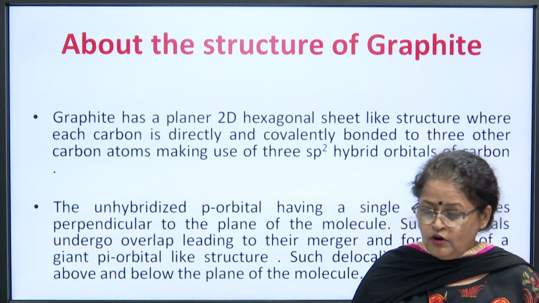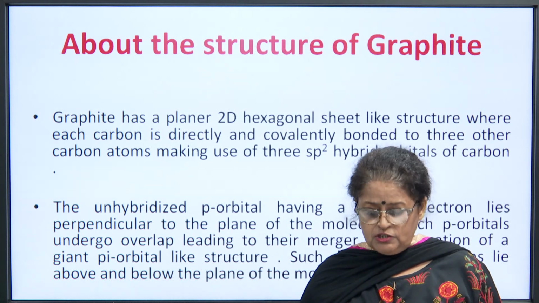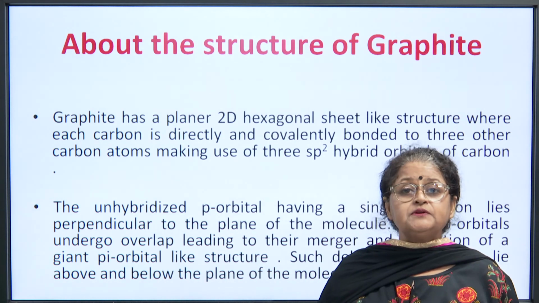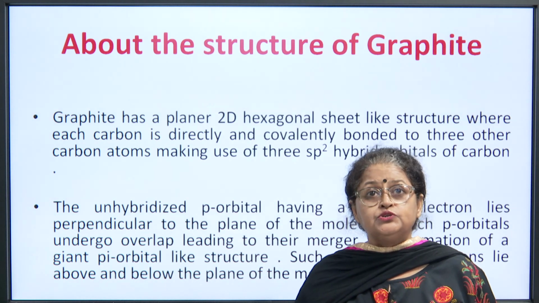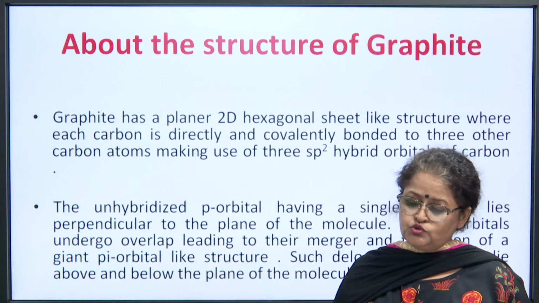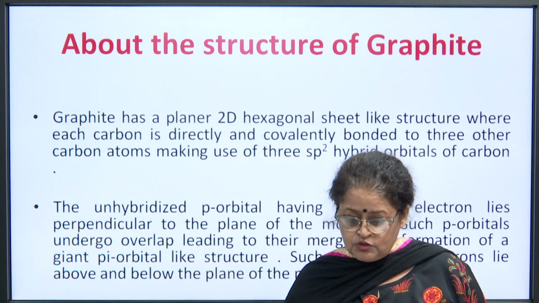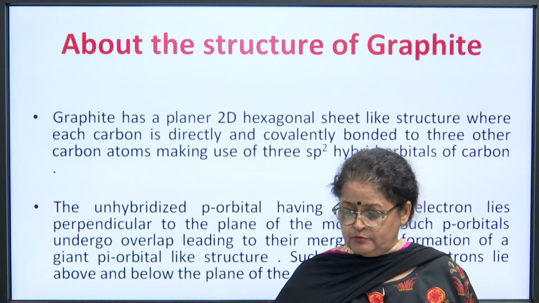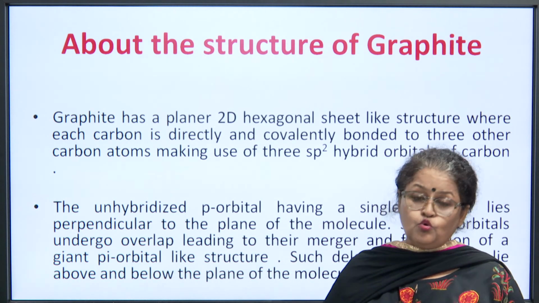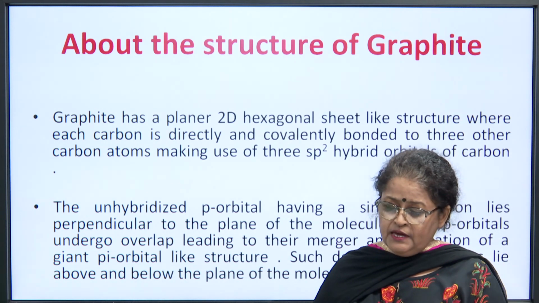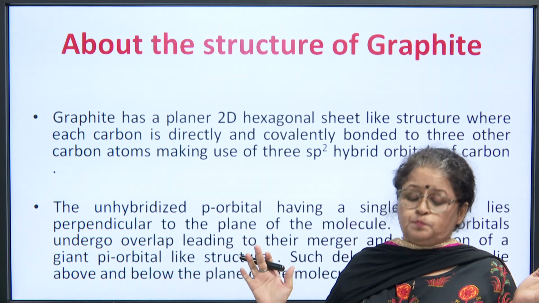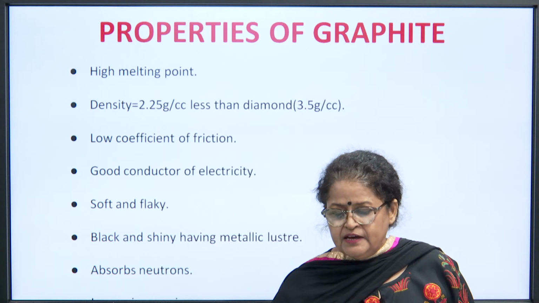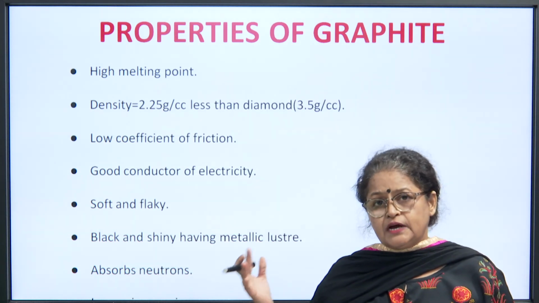So, we have already discussed much about the structure. Graphite has a planar 2-dimensional hexagonal sheet like structure, where each carbon is directly and covalently bonded to 3 other carbon atoms, making use of 3 sp2 hybrid orbitals. The unhybridized p orbital having a single electron lies perpendicular to the plane of the molecule, and such p orbitals undergo overlap as we have discussed and form a merged huge pi orbital structure. Delocalized electrons are present in it, and therefore it shows good conduction of electricity.